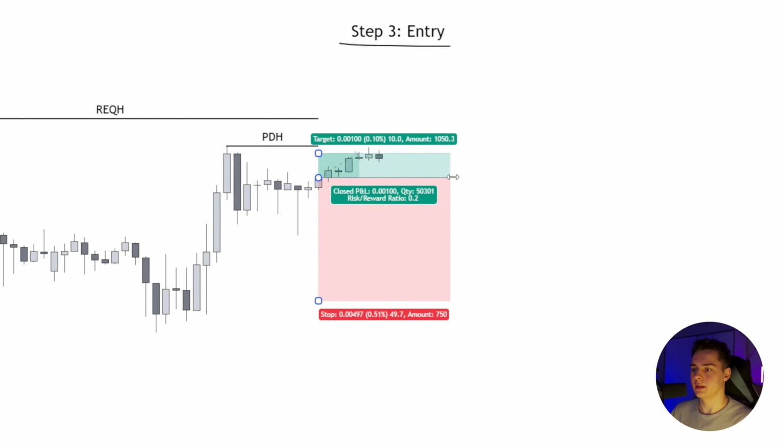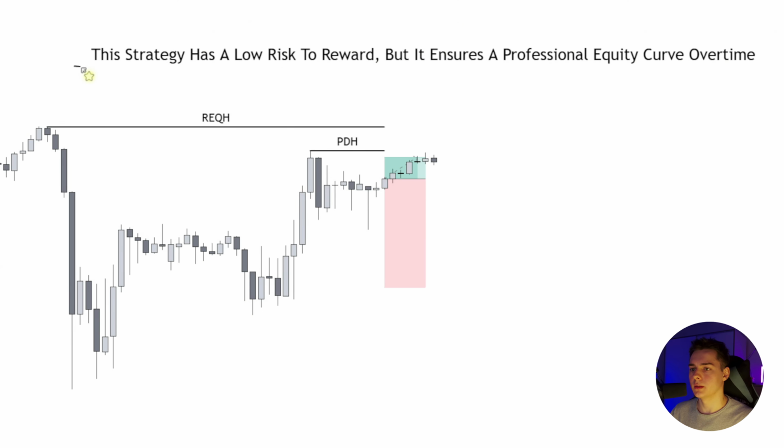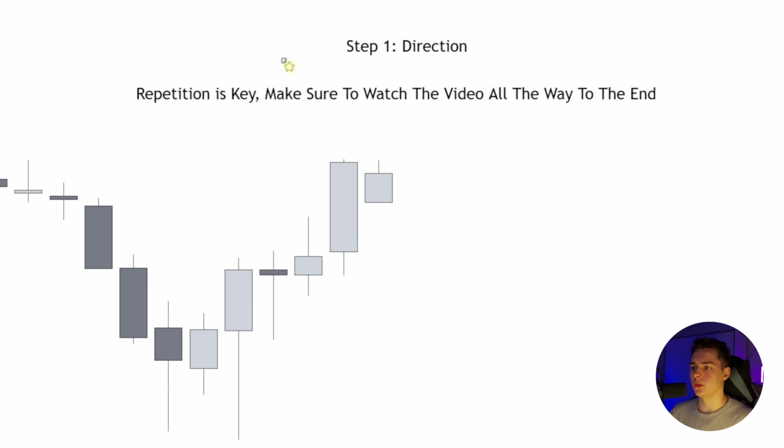So once again, that is straight up into our take profit. The strategy has a low risk to reward, but it ensures that we have a professional equity curve by the end of the year. And for the next trade, we're going to do the exact same thing at the exact same time over and over again.